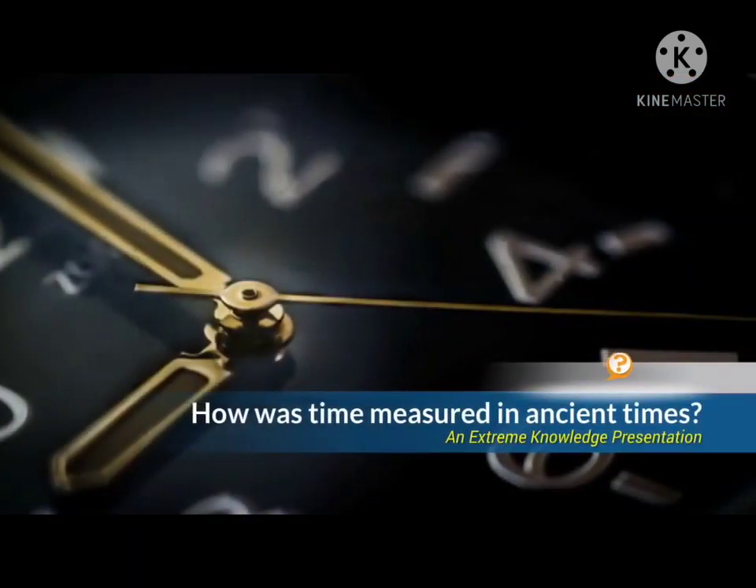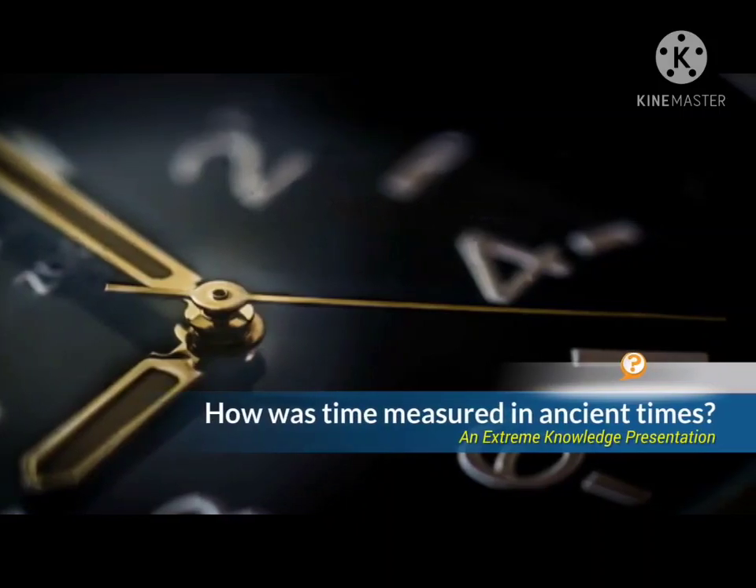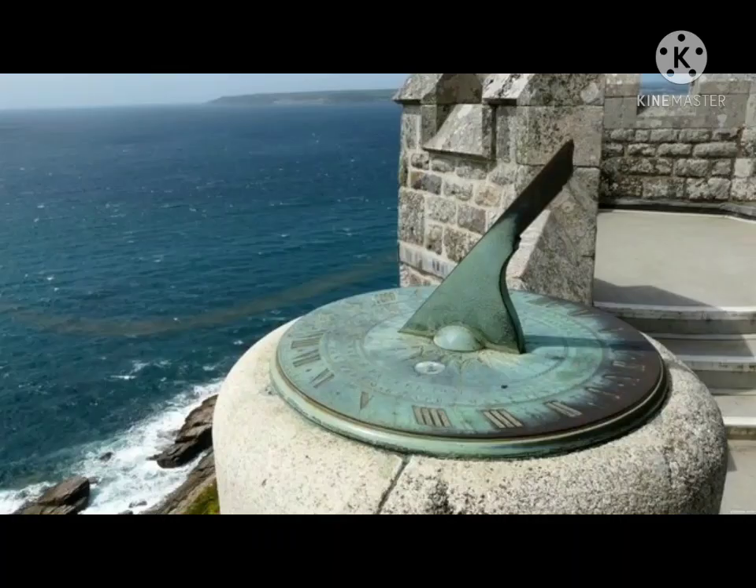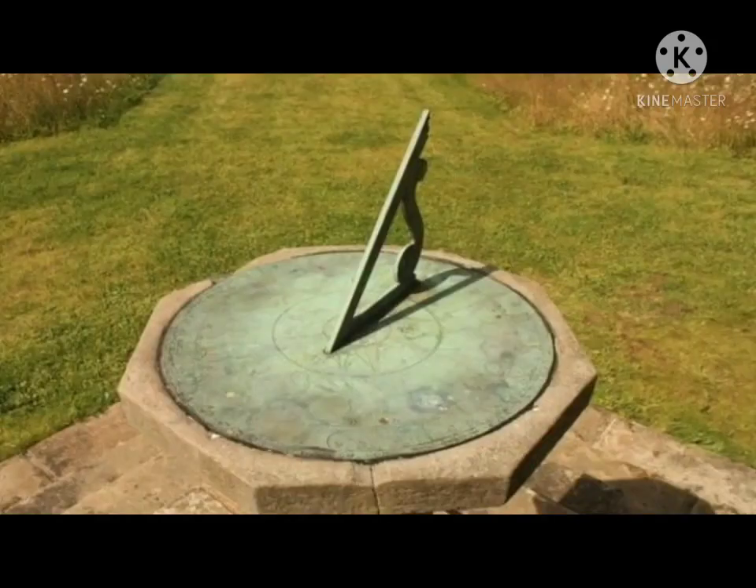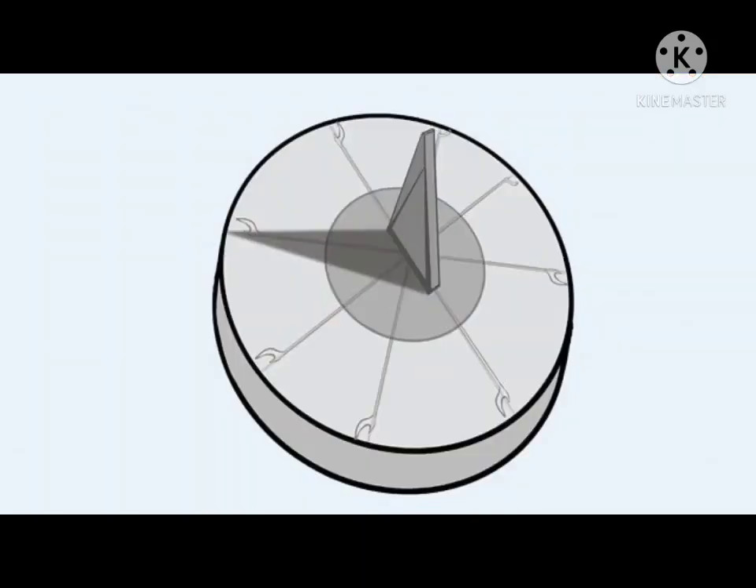How was time measured in ancient times? In the beginning, man used sun clocks to determine time. The oldest sun clock is reported to have been made in Egypt some 3,500 years ago. This sun clock consisted of a stick raised above the ground and a circular dial with markings for hours round it. With the changing positions of the sun in the sky, the length and position of the shadow of the stick falling on the dial would also change.